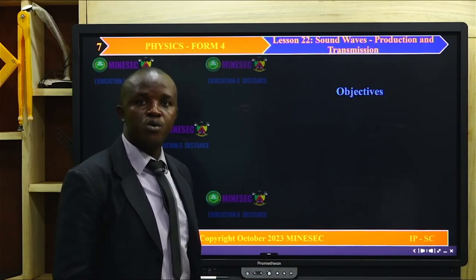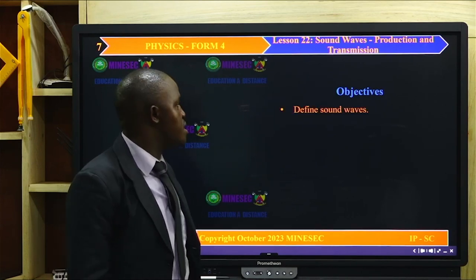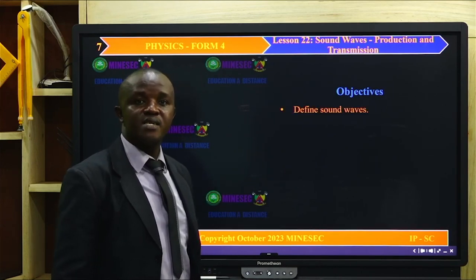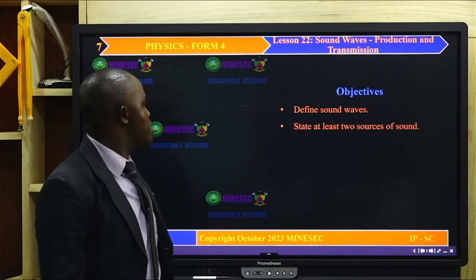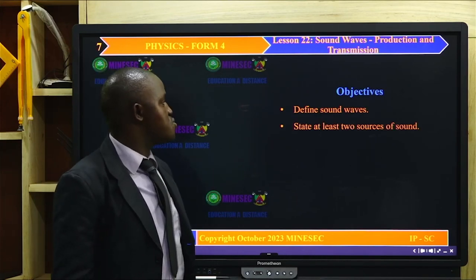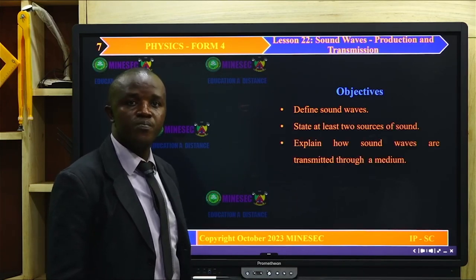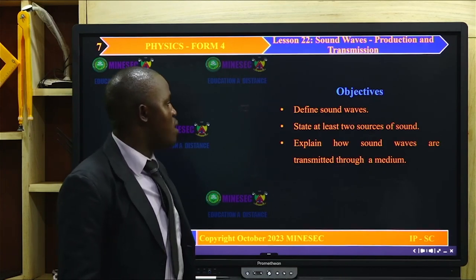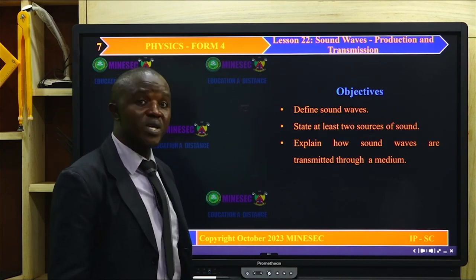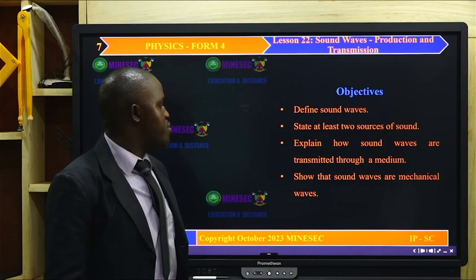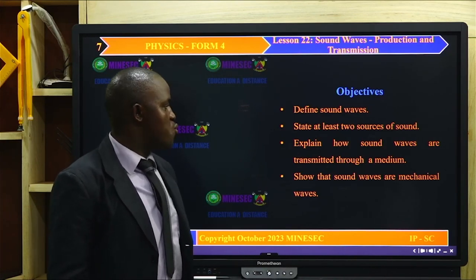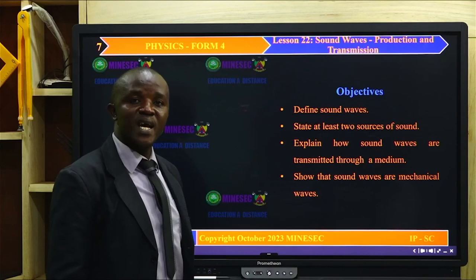So by the time that we go to the end of this learning activity, you are expected to be able to define sound waves or state at least two sources of sound. Then also explain how sound waves are transmitted through a medium. And then you are also expected to show that sound waves are mechanical waves.